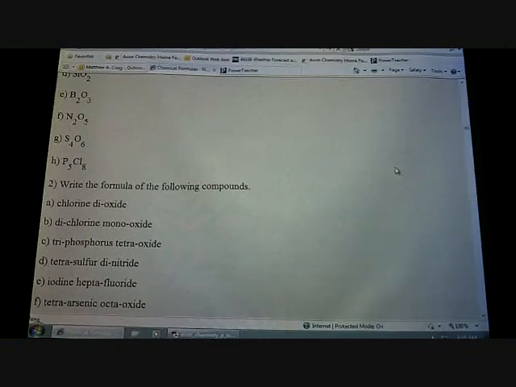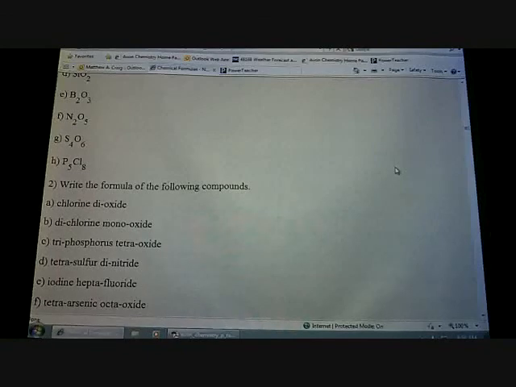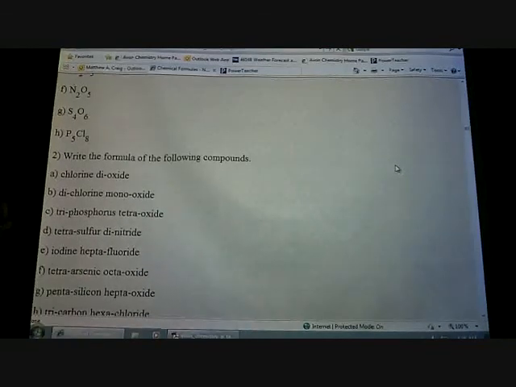Letter C, triphosphorus tetraoxide. P3O4. Letter D, tetrasulfur dinitride. Good. That's S4N2. Letter E, iodine heptafluoride. IF7. Hepta and hexa you have to keep in order. I don't know how you're going to be able to do that. I guess hepta has more letters, so yeah. And the letter 7 has an E in it. I don't know.